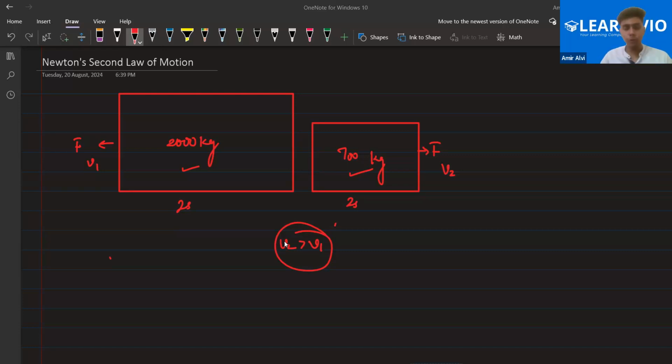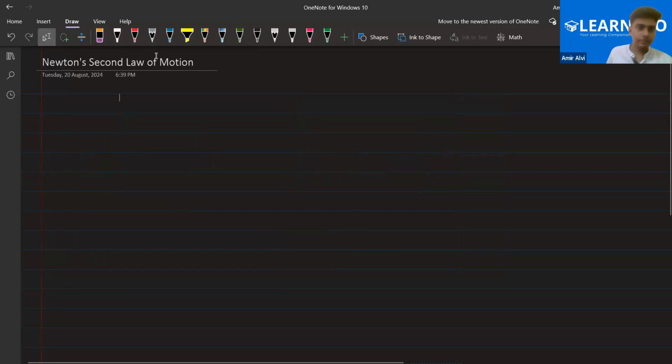Is the second law of motion clear to everyone? If you have to explain it to someone, how would you explain it in simple words? Yes, sir. Okay, that's great. Now let's do it. Let me write down the definition.